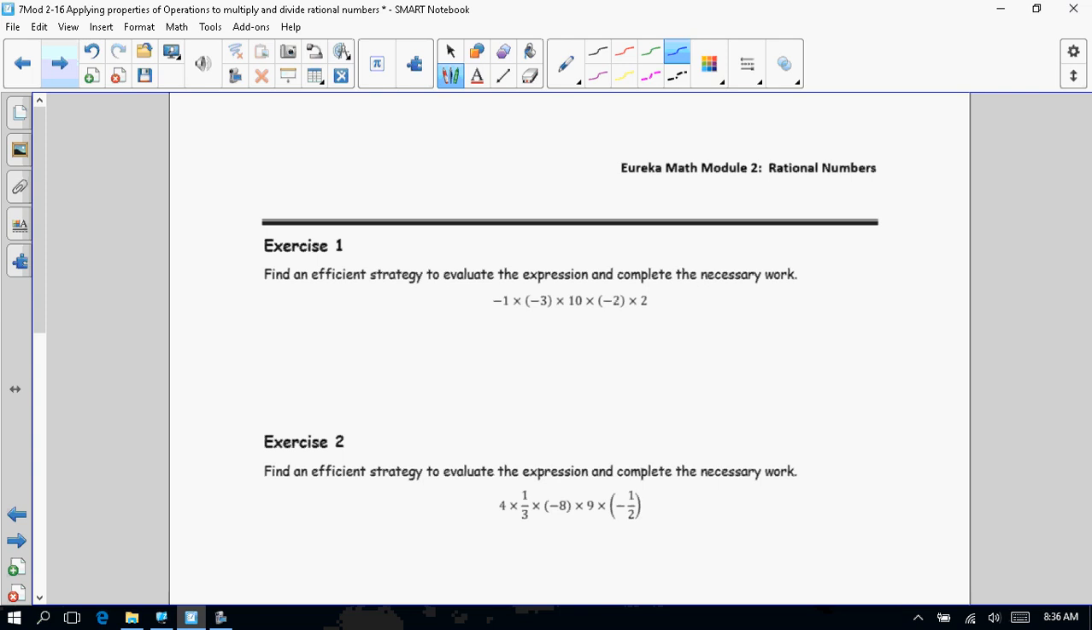Okay, I want you guys to hit pause here a second just for this one. When you're done with exercise 1, go ahead and turn it back on and we'll see how you did. Just this one. Go ahead and hit pause.